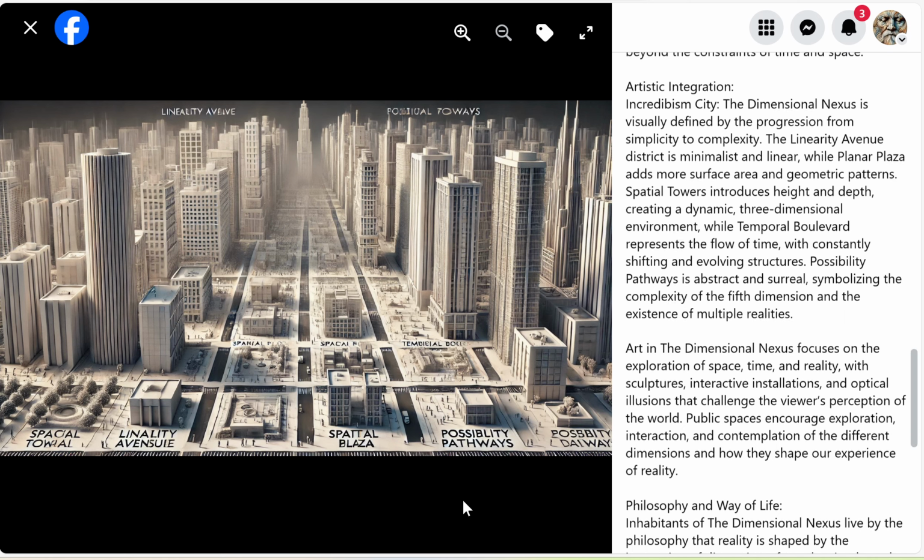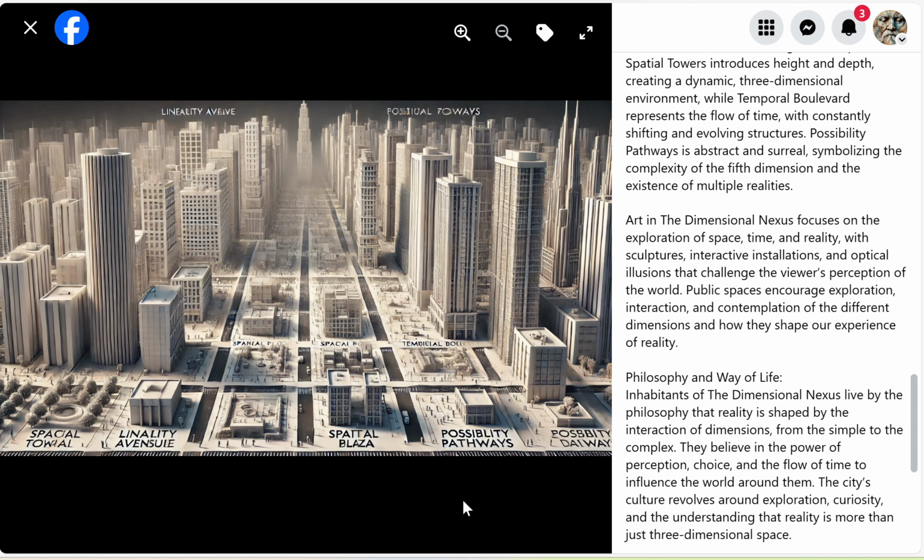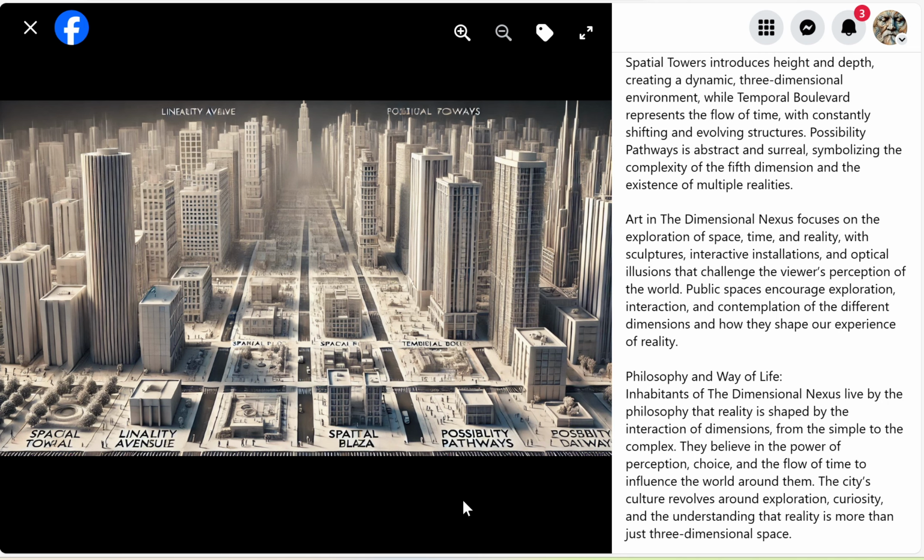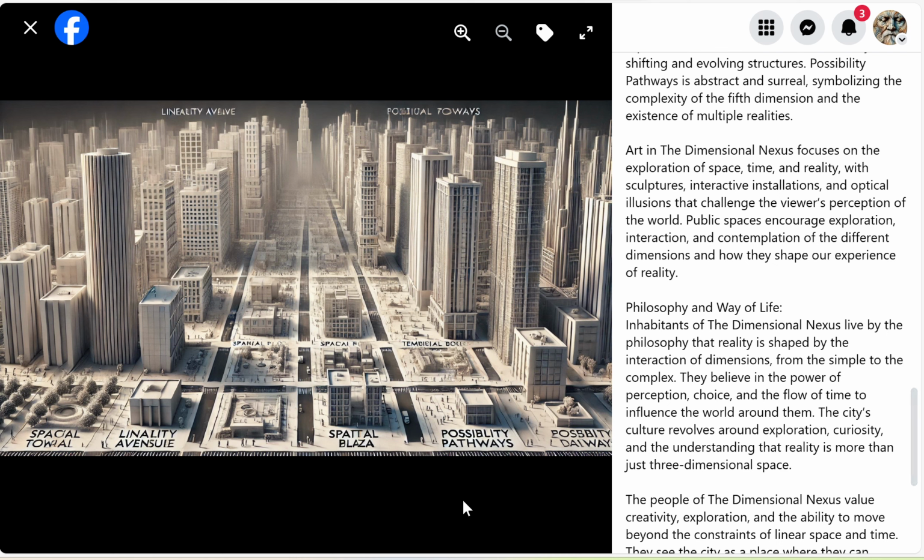Spatial Towers is filled with dynamic, three-dimensional sculptures that invite interaction, while Temporal Boulevard features art that evolves over time, changing with the seasons or even the time of day. Finally, Possibility Pathways houses surreal, multi-layered installations that shift and transform based on the viewer's position, creating a sense of stepping into alternate realities.